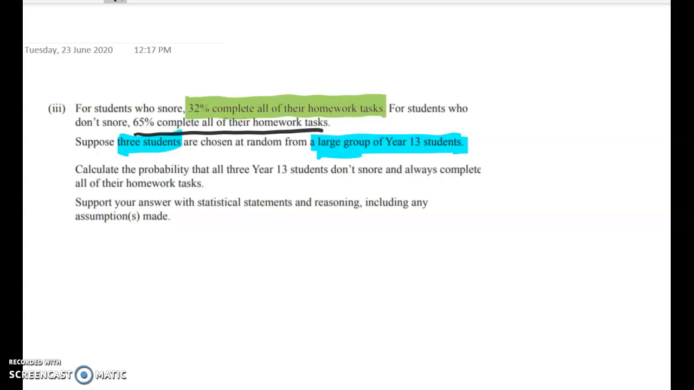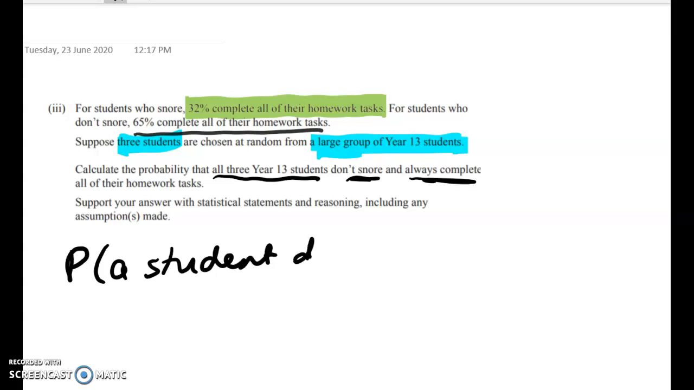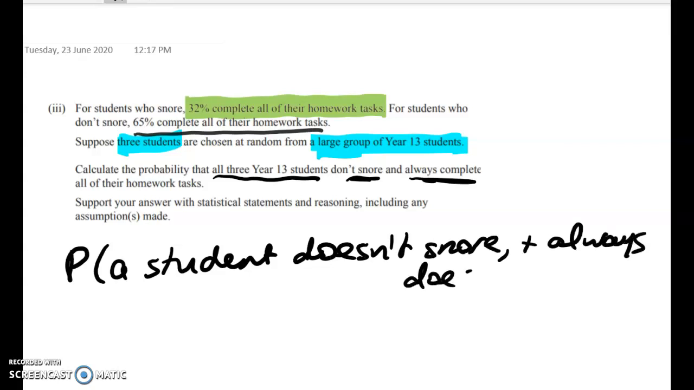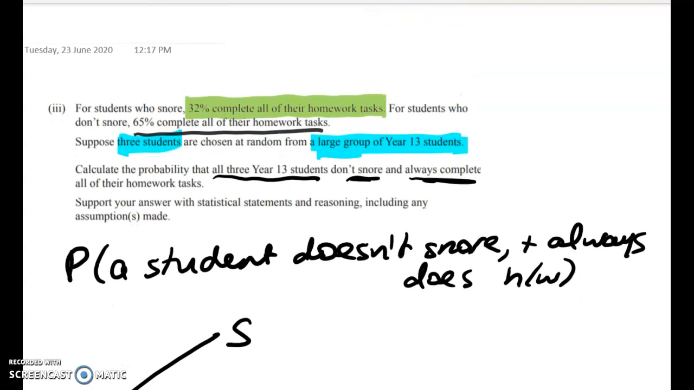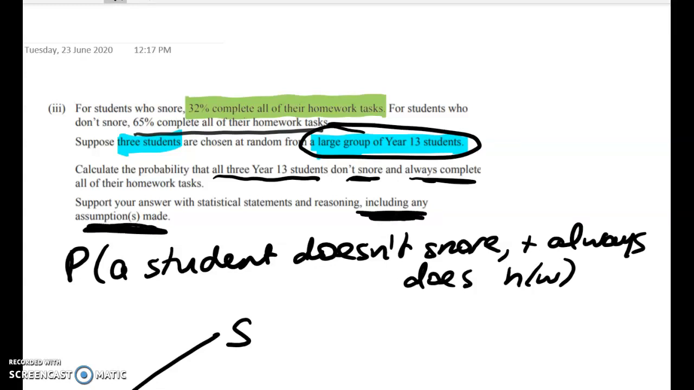So we have to figure out the probability that all 3 Year 13 students don't snore and always do their homework. So the obvious place to start is the probability that one student doesn't snore and always does homework. I'm going to do this with a tree. And on the first branch, we're going to put, do they snore or don't they snore? We're going to take these from our table. Now, it's not the same group of Year 13 students. So when we come down to the second part, which is to talk about assumptions, this is something we might want to pick up on.